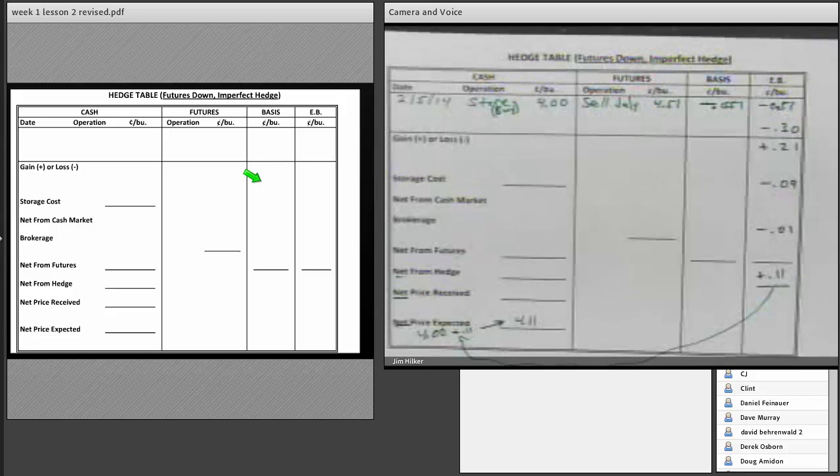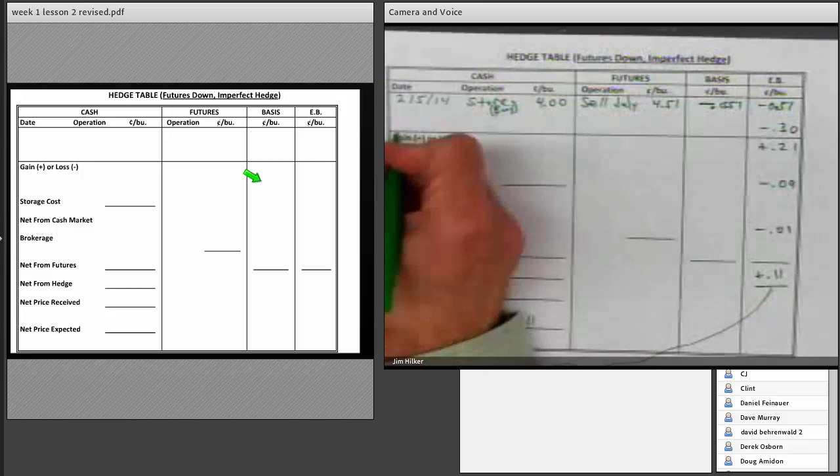Now, what's this basis here? Let's calculate it. 370 minus 395 equals minus 25 cents. The basis strengthens more than we thought. Now on this number line, we're going from minus 51 up to minus 25.